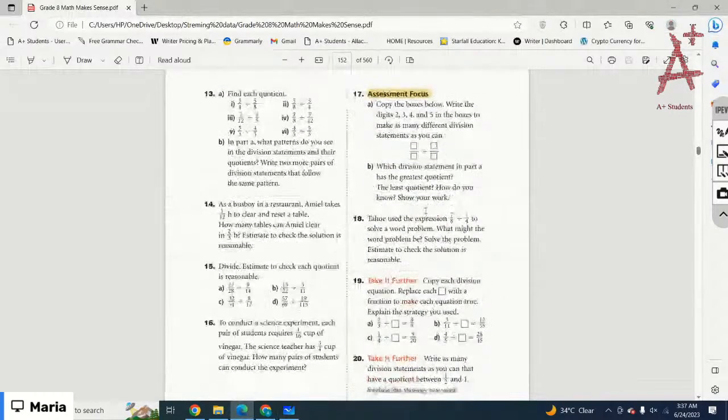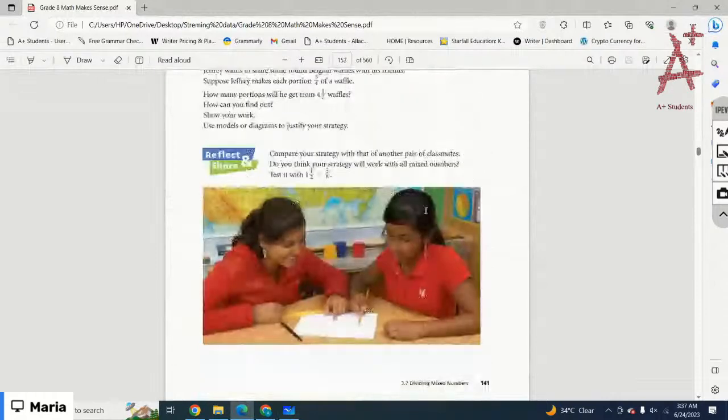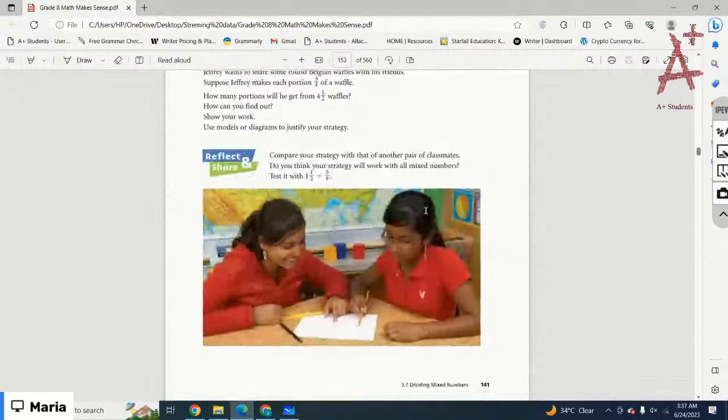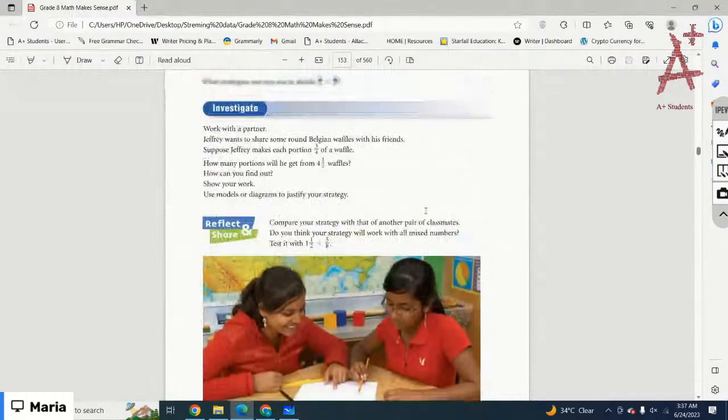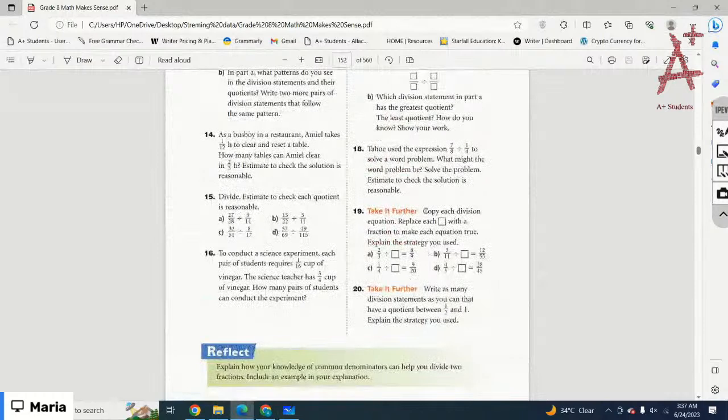Okay, just look at question number 18. Okay, where is question 18? Okay, here it is. Hoyer used the expression 7 over 8 divided by 1 over 4 to solve a word problem. What might be the word problem? Solve the problem, estimate to check the solution. Okay, you just have to write down the word problem.